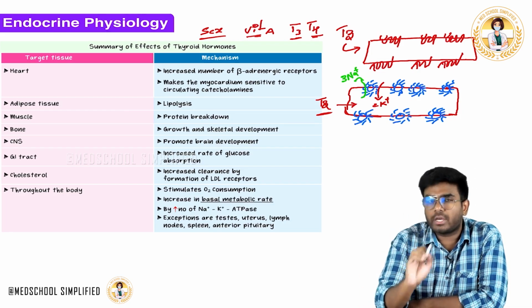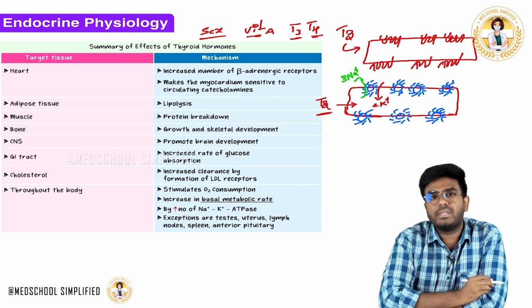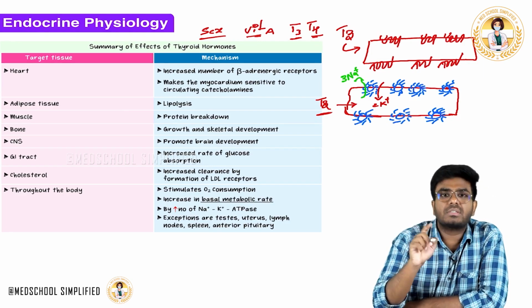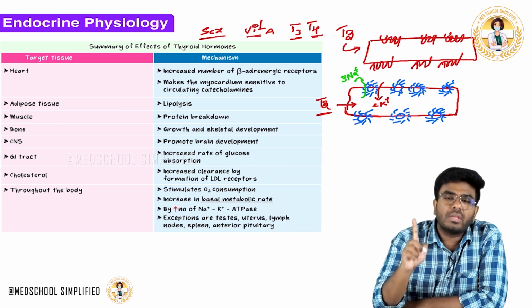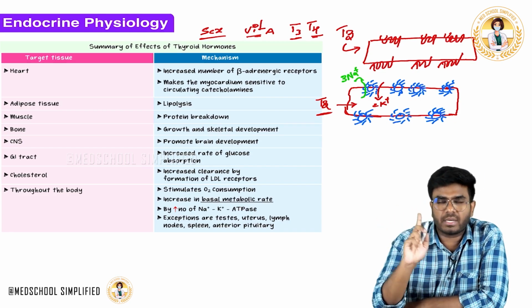Thyroid hormones are catabolic hormones. They will cause breakdown of proteins. True. They will cause breakdown of lipids. True. Thyroid hormones increase the glucose levels in the blood. So that's why they are hyperglycemic hormones.